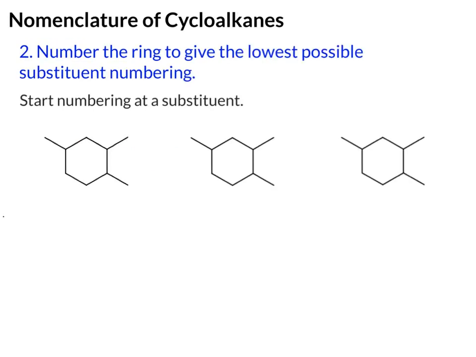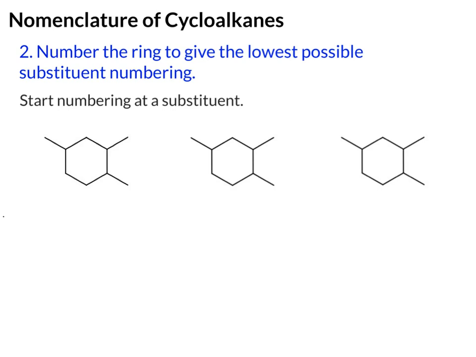The next thing we have to do is number our parent. And this can be a little trickier than the alkanes because on alkanes you have 2 ends to choose from. On a ring, you really don't have any end. So you have to figure out where to start your numbering, where to end your numbering. So a general rule, we always start at a substituent, and then from there we can number clockwise or counterclockwise with the overall goal of giving the lowest possible substituent numbering.